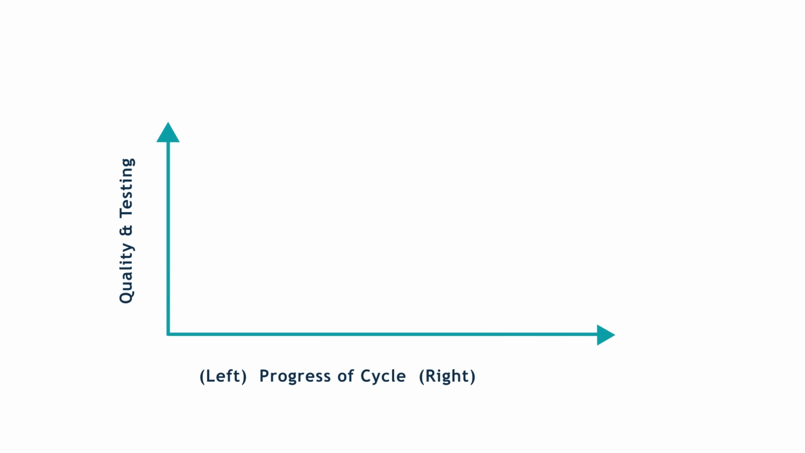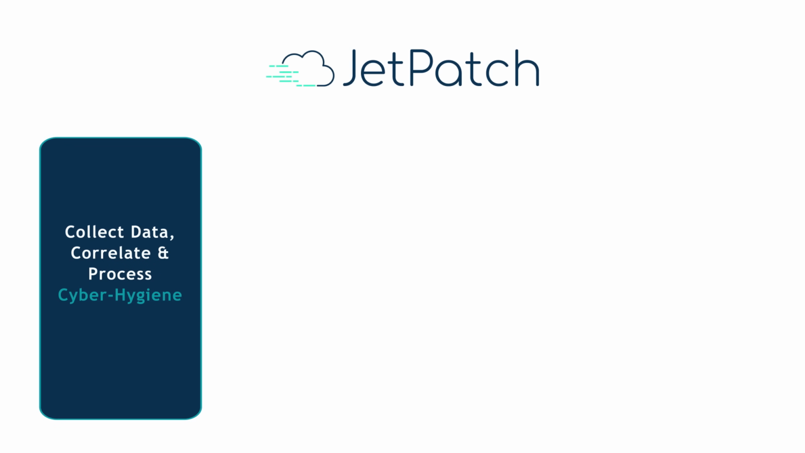Shifting left is a practice intended to find and prevent defects in the early stages of a process. By prioritizing quality and testing in the early stages, businesses can reduce exposure, maintenance, and costs, as well as increase security. The early stages should involve automatic discovery of hybrid environments, collection and correlation of data, and prioritizing cyber hygiene.